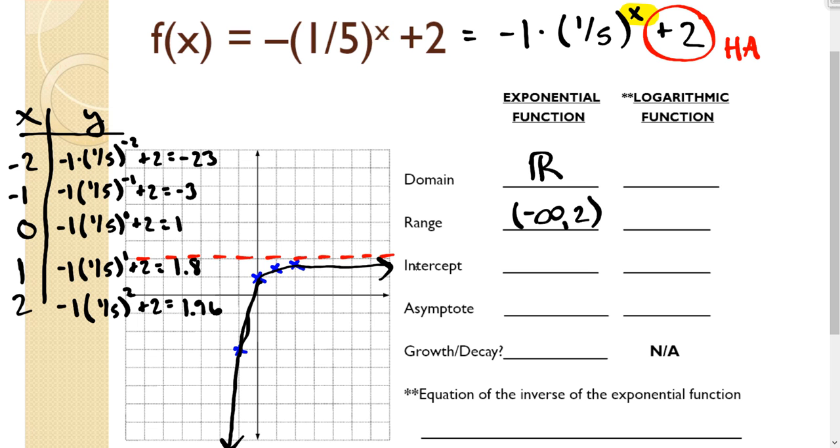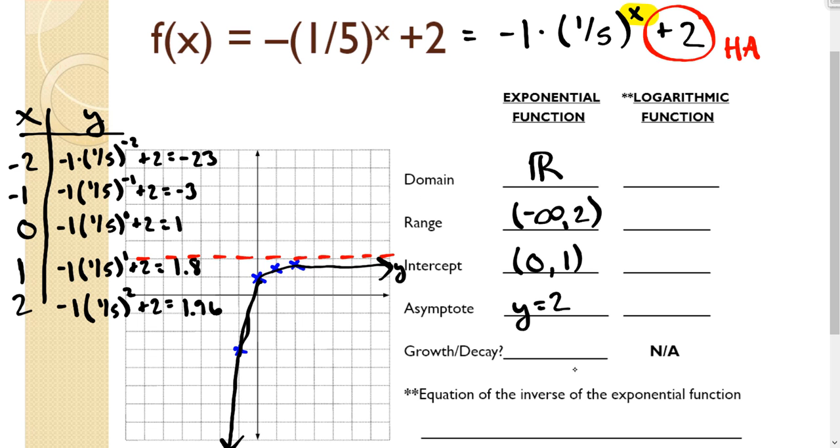The intercept, okay, again, for right now it's the y-intercept. That's going to be the point (0, 1). My asymptote is the horizontal line y equals 2. And the million-dollar question: is this growth or decay? All right, so here's the kicker.